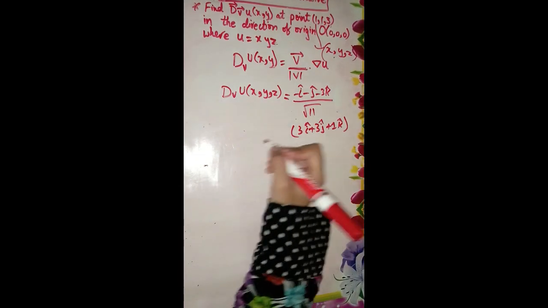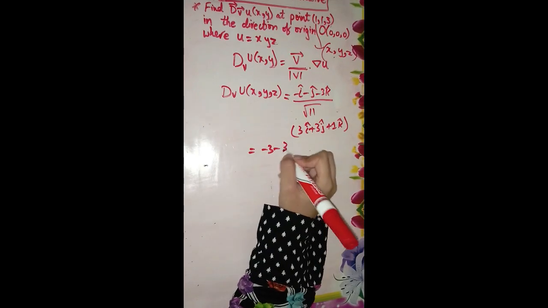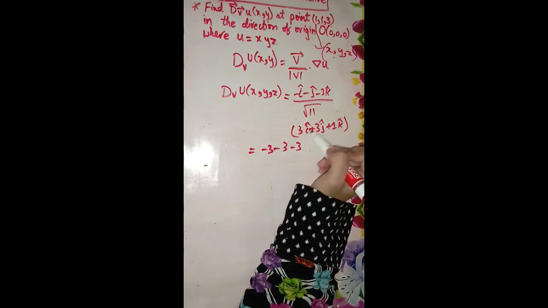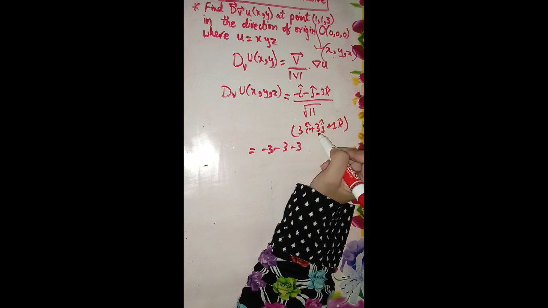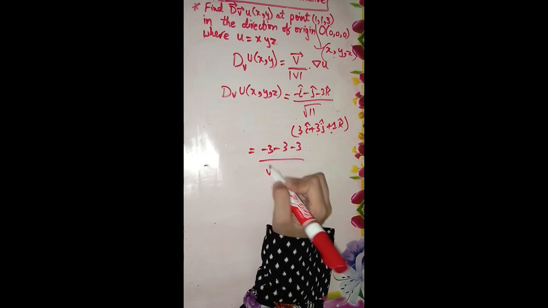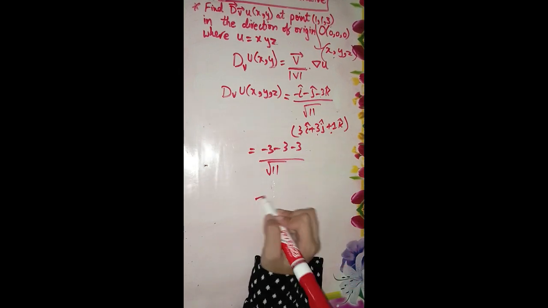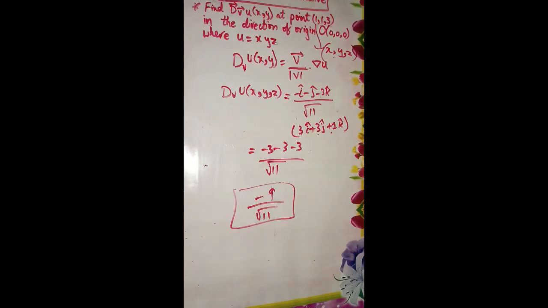And so our answer will be minus 3, minus 3, minus 3. We will multiply it with these values: minus 1 with 3, minus 1 with 3 and minus 3 with 1, divided by under root 11. It will be minus 9 by under root 11. So this is our directional derivative.